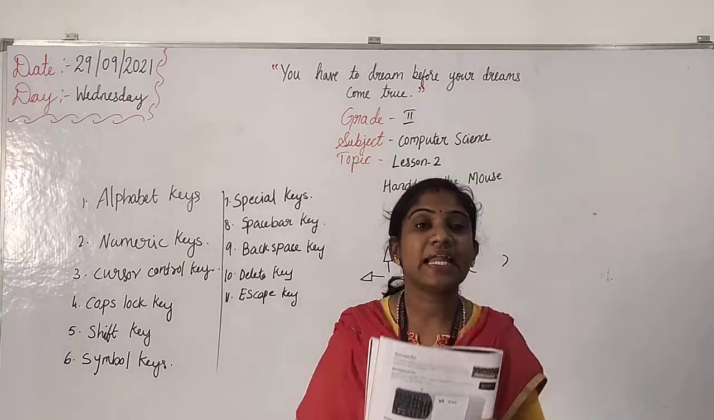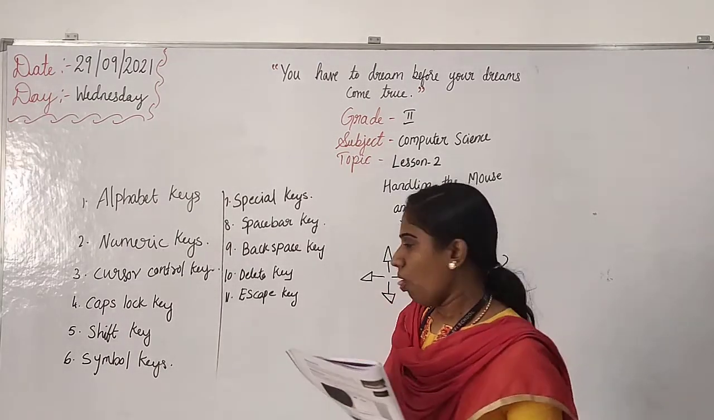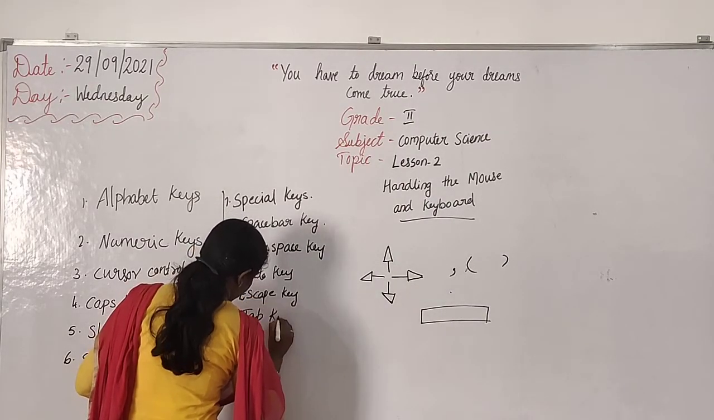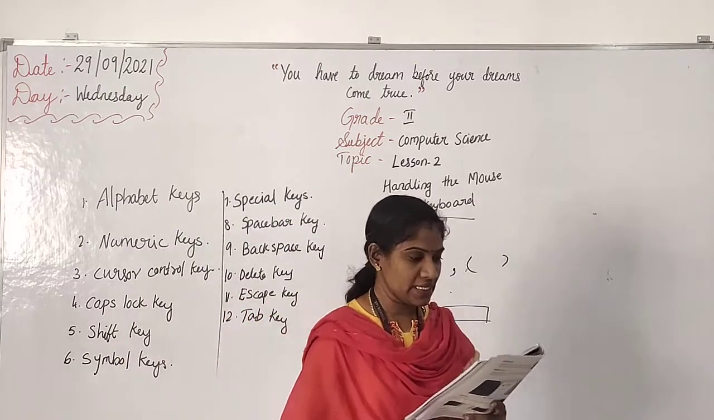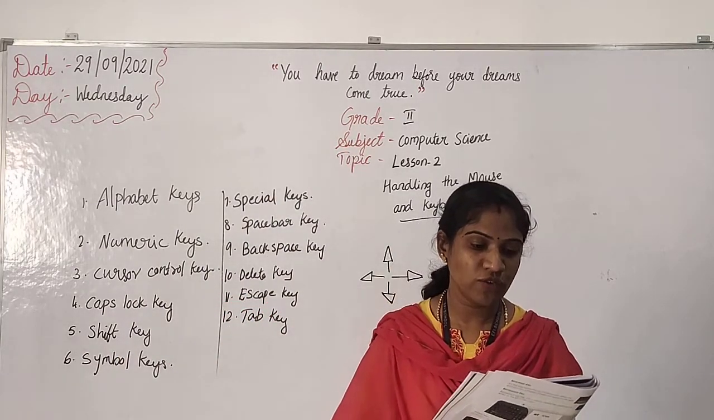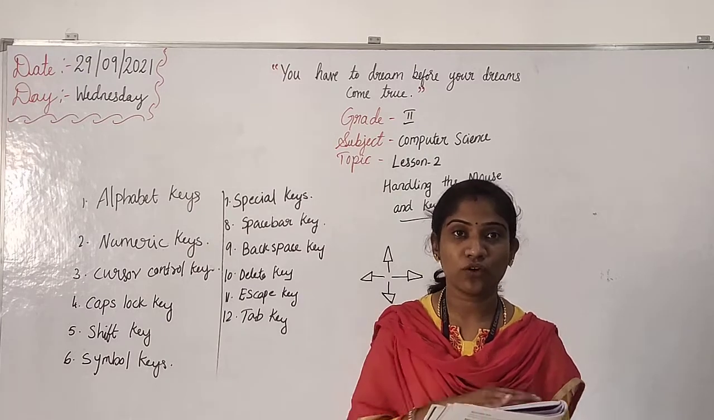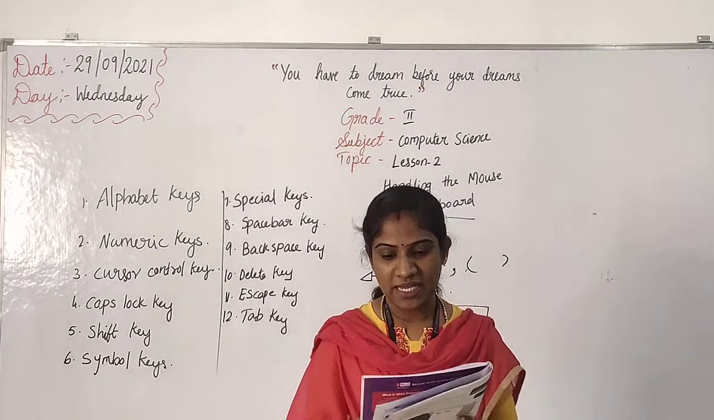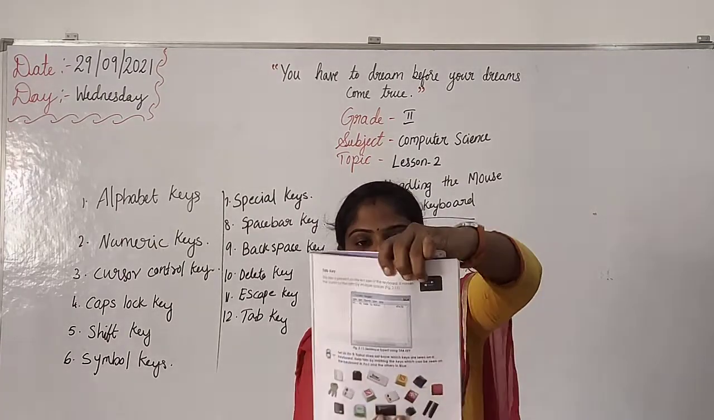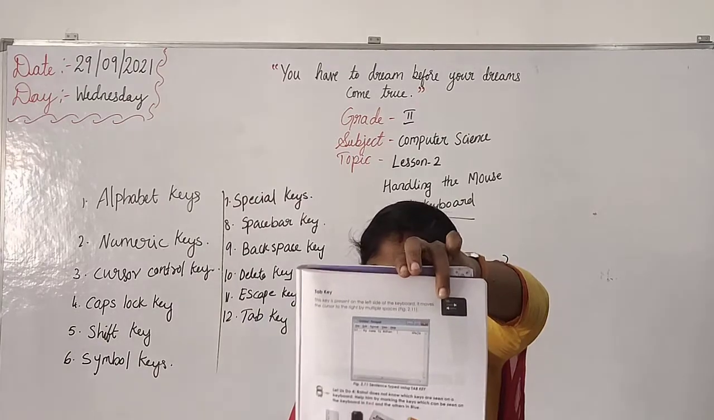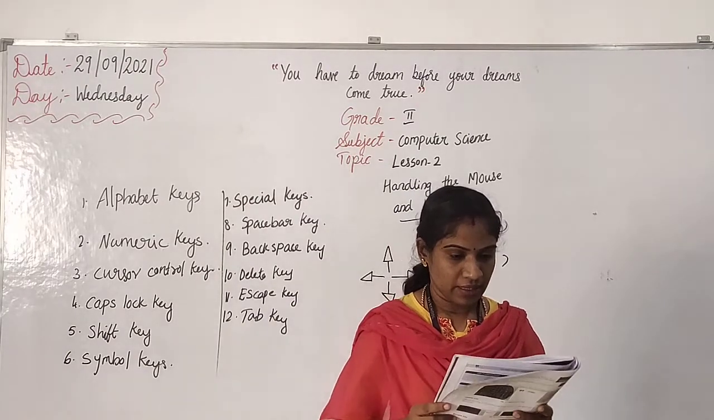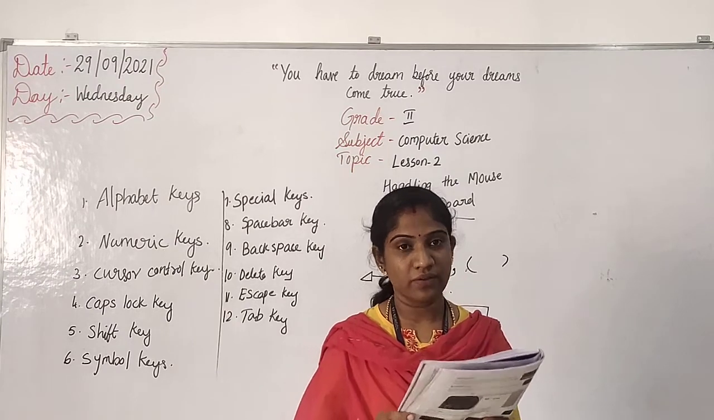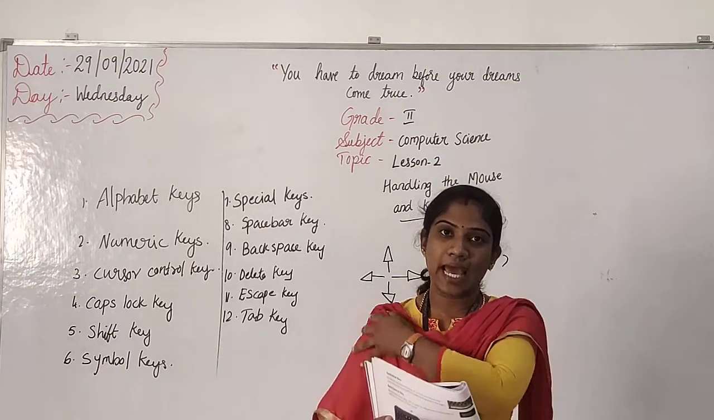Then next we have the tab key. What is the tab key? This key is present on the left side of the keyboard. It moves the cursor to the right by multiple spaces. This is the tab key. When we type a sentence, we use the tab key also.